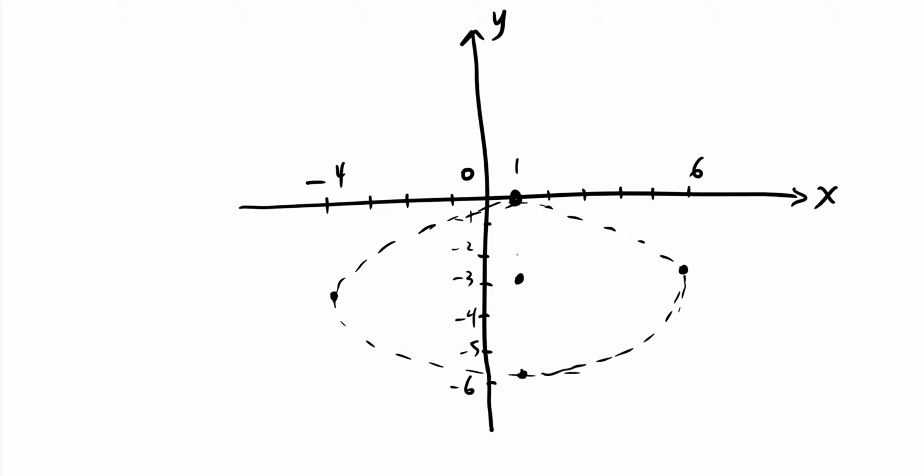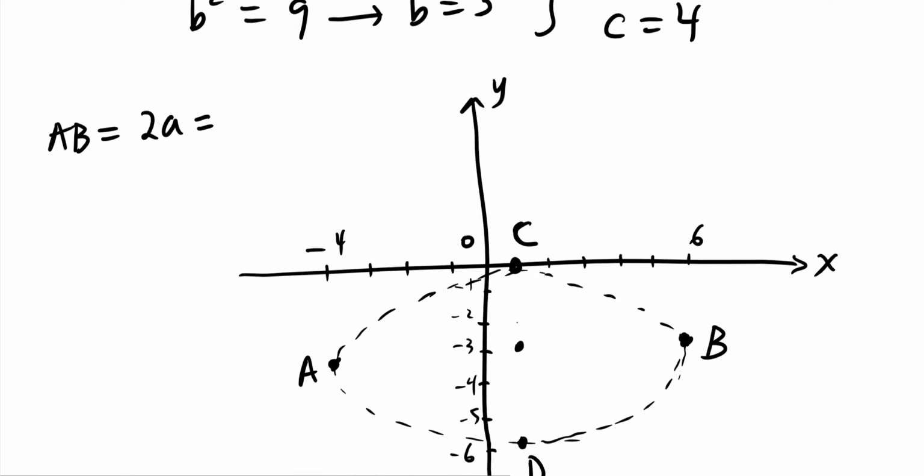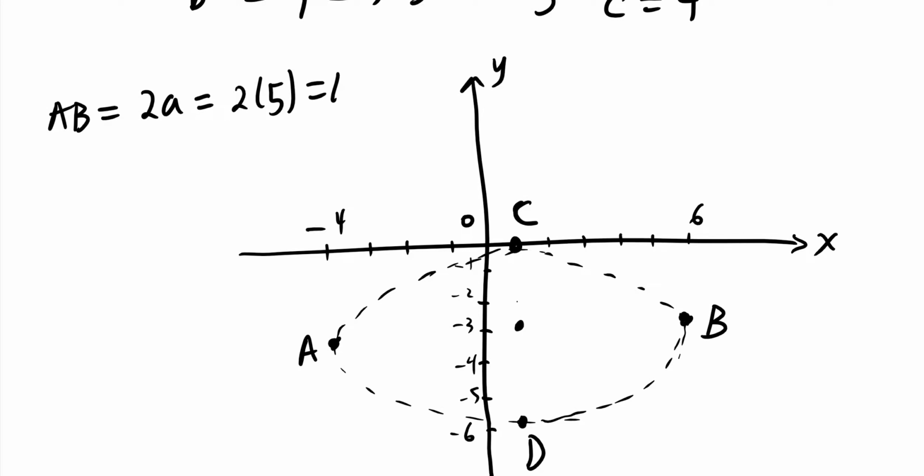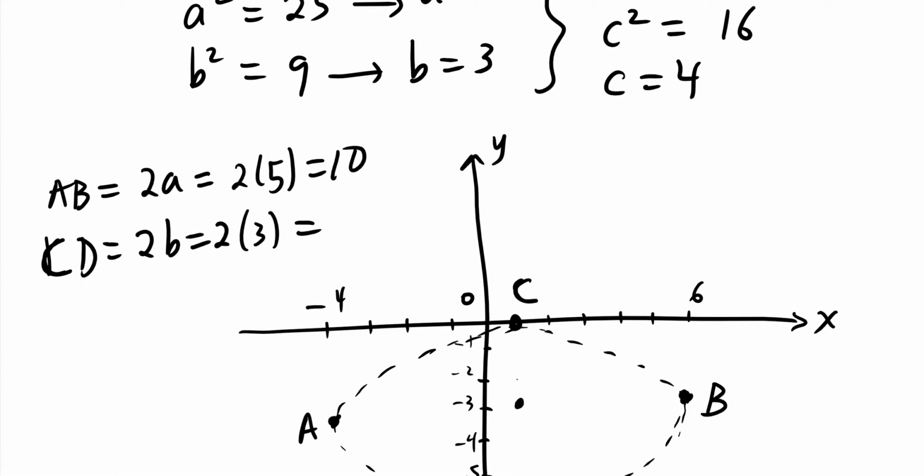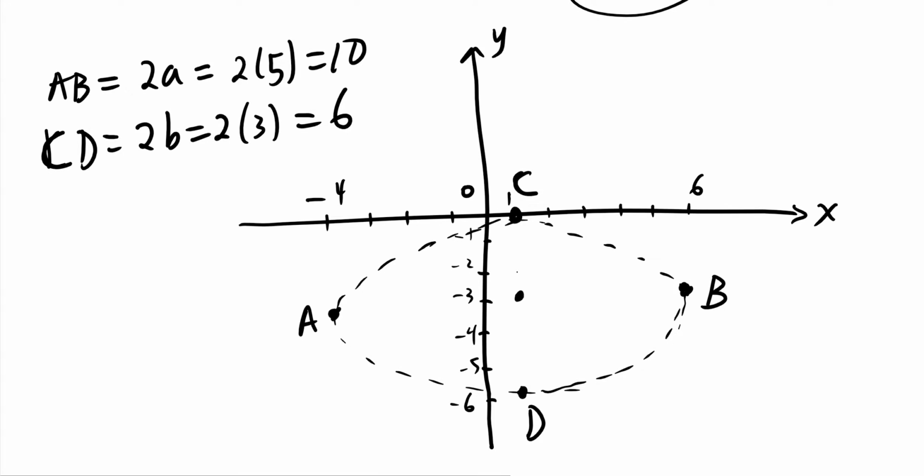Okay, that's the ellipse. Here we have A, here we have B, here we have C, and here we have D. AB is the major axis, which has a length of 2a. So even if you don't look at the graph, you already have a equals 5, so that's 2 times 5, 10. CD is 2b, so 2 times 3 gives us 6. And we need to find the foci. c is 4.